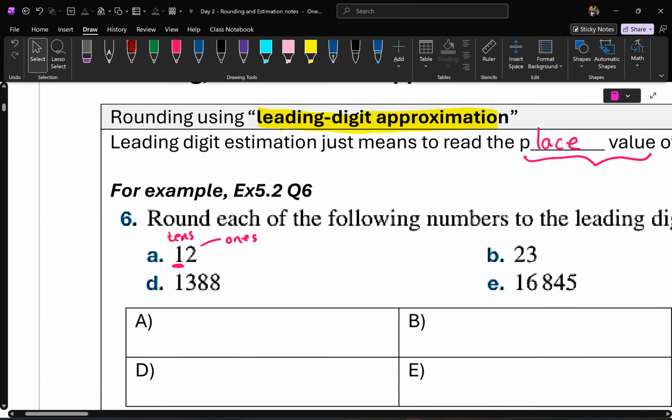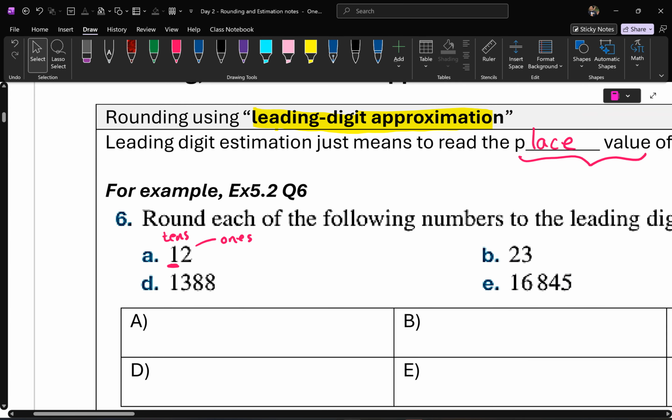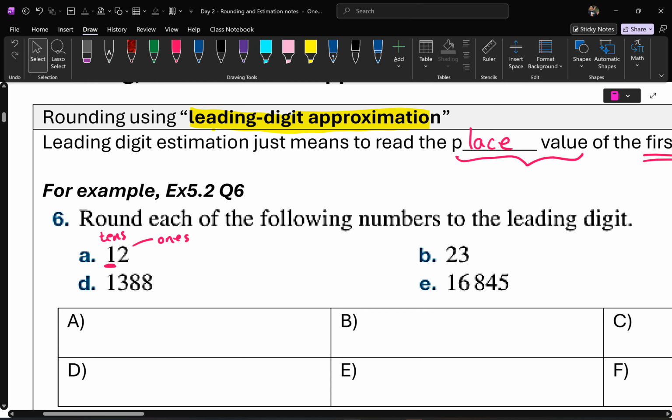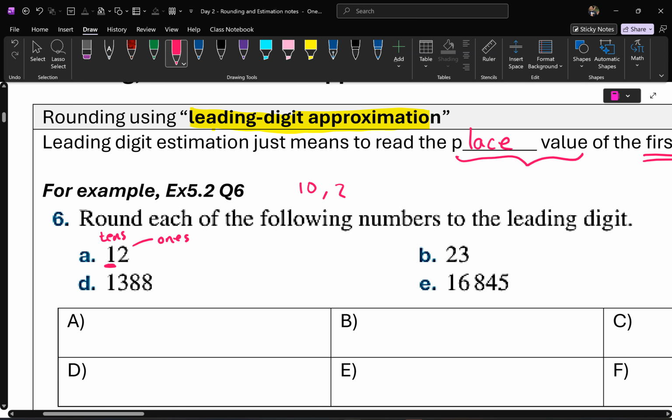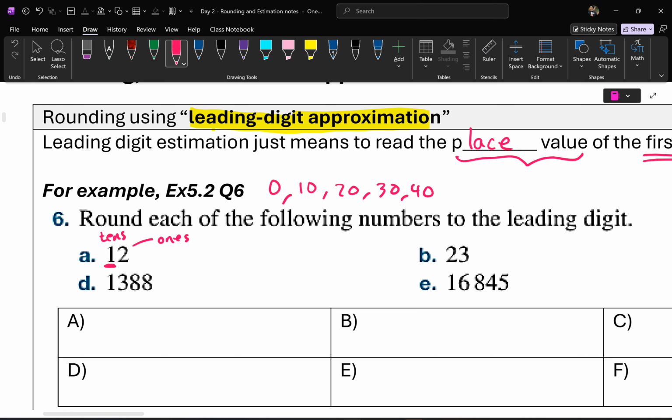So when the question asks you, round each of the following numbers to the leading digit, all this question's asking you is round this to the nearest tens. So if you think about tens, this is how you count tens. You go 10, 20, 30, 40. Sorry, we should start off with 0 as well. So 0, 10, 20, 30, 40. That's counting by tens. So when they say round 12 to the nearest 10, 12 is somewhere between 10 and 20.